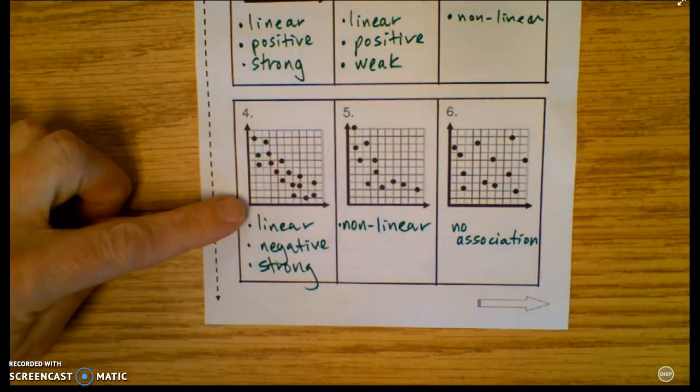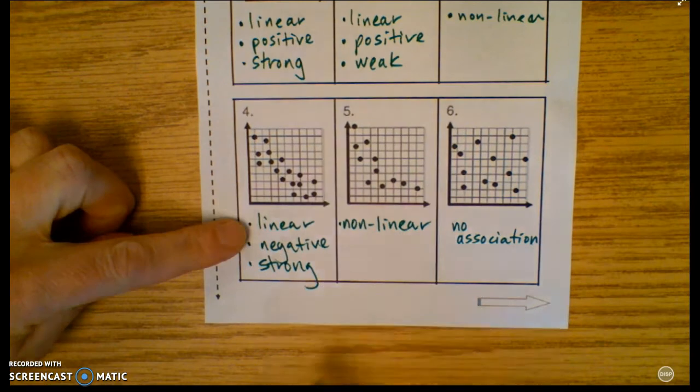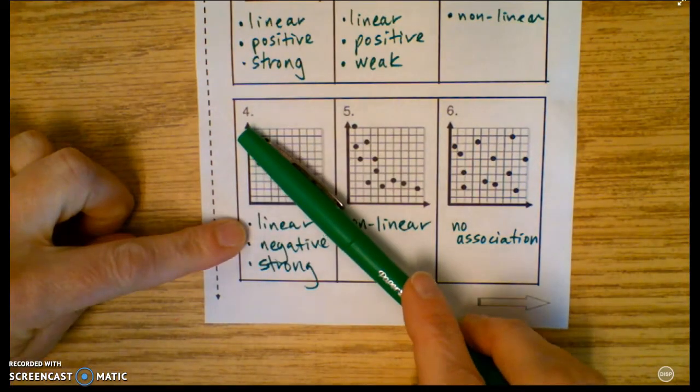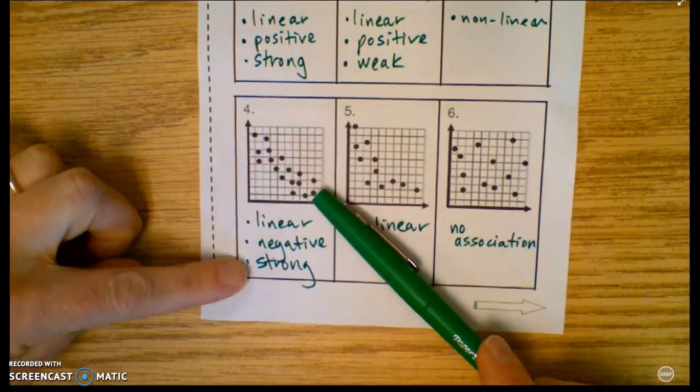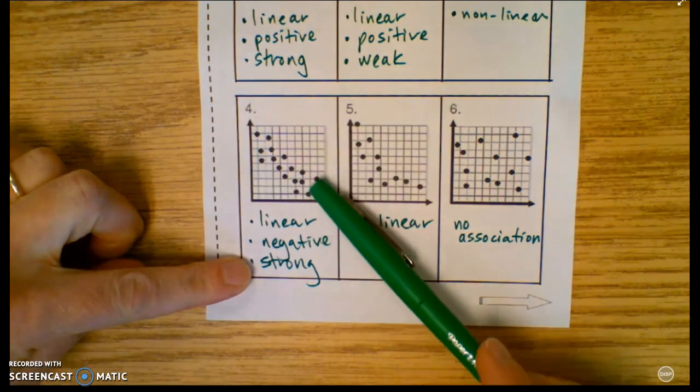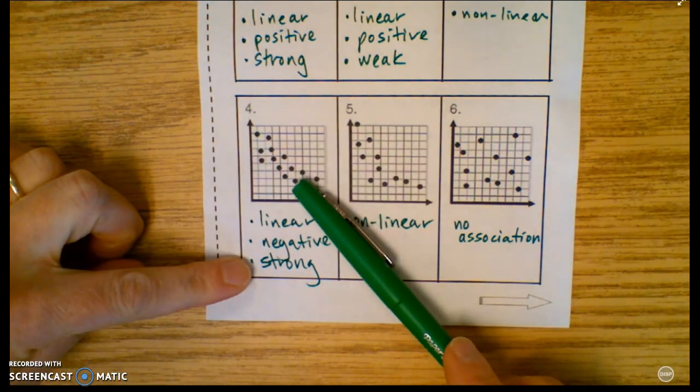If you said this shows a linear relationship, you're right. It is negative because the points go in this downward general direction. Remember, nice negative. But you also should say that it's strong. These points are pretty darn close together.